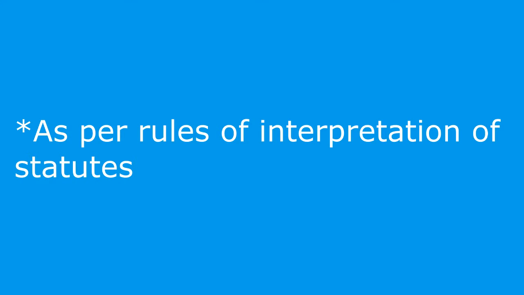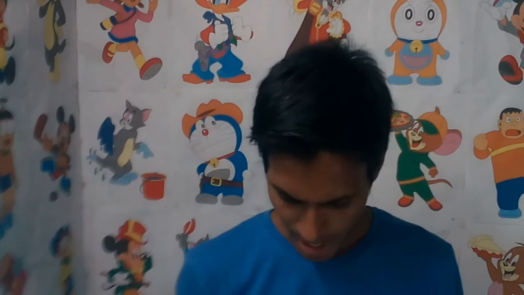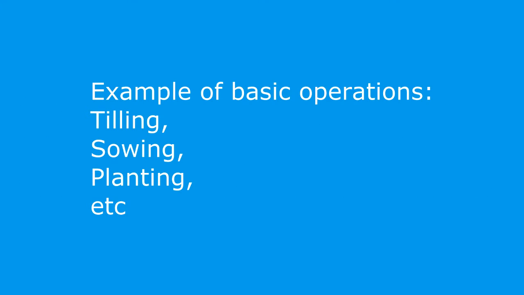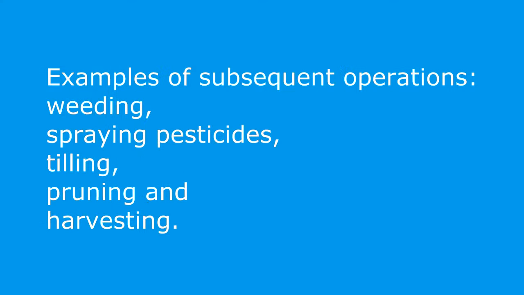Whenever any act, that is a particular statute, is not clear on something, you're allowed to refer to relevant decided case law. So as per the Supreme Court's decision in the case of CIT versus Raja Binoy Kumar Sahas Roy, it was held that income derived from basic and subsequent operations bears the character of agriculture income. Examples of basic operations are tilling, sowing, planting, etc. Whereas examples of subsequent operations are weeding, spraying pesticides, tilling, pruning, and harvesting.